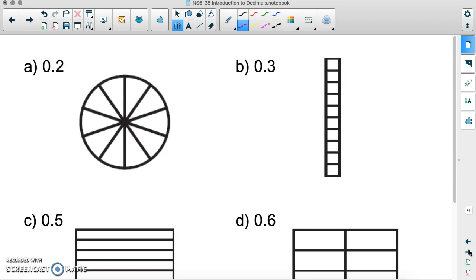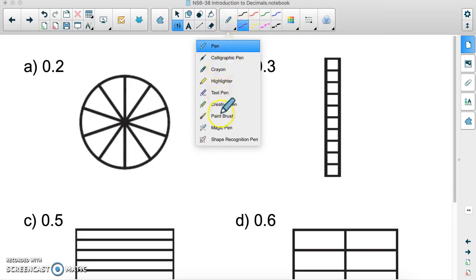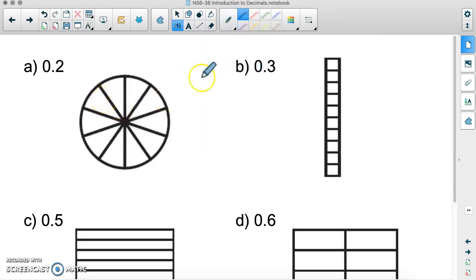Now we have various shapes such as circles, squares, rectangles. I want you to represent the various numbers that are given to you in decimal notation by shading the picture. So let's do A together. So I'm just going to grab a crayon here. So if I want to represent 0.2, my pie is cut into 10 pieces already, so I'm going to shade in 2 pieces of my pie because we know that 0.2 is the same as saying 2/10. Sorry, I know that's hard to read in the crayon.